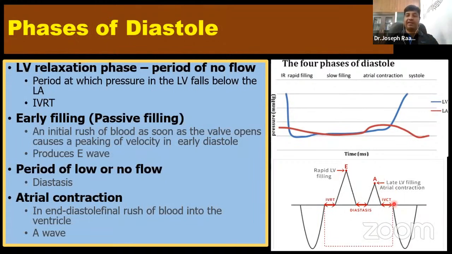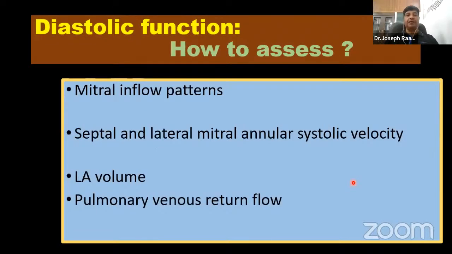So this is the schematic representation of the E and A waves, the early wave and also the atrial wave. If you are able to analyze the velocity of these two waves, then we will be able to identify the diastolic function. This is the concept.